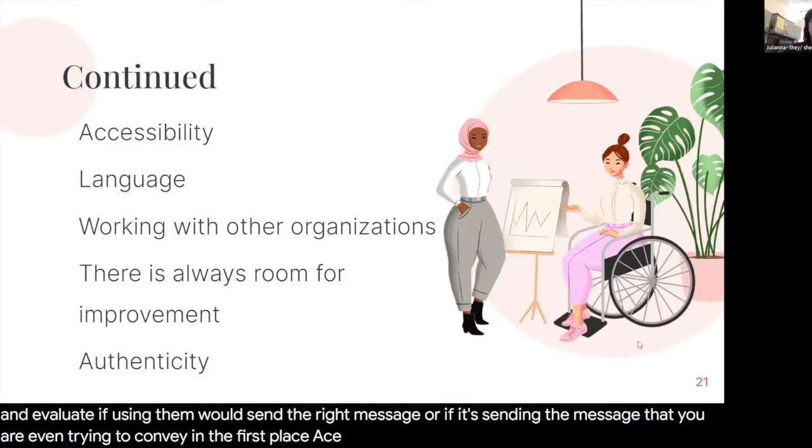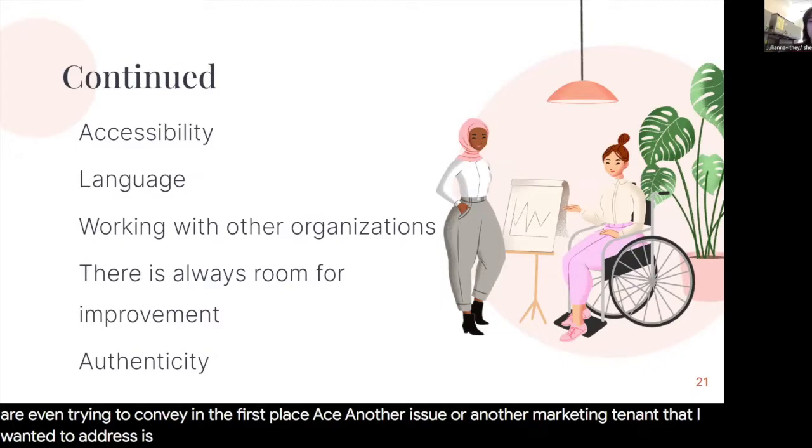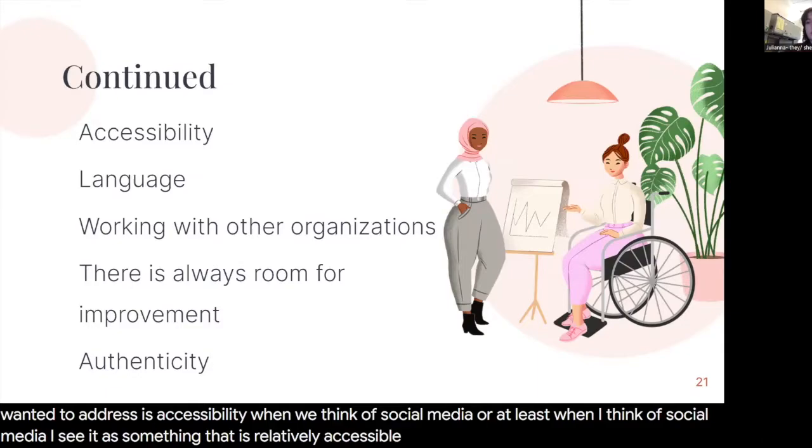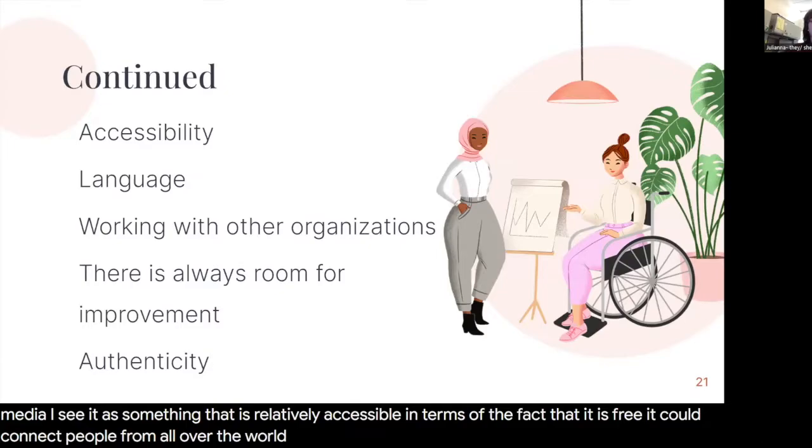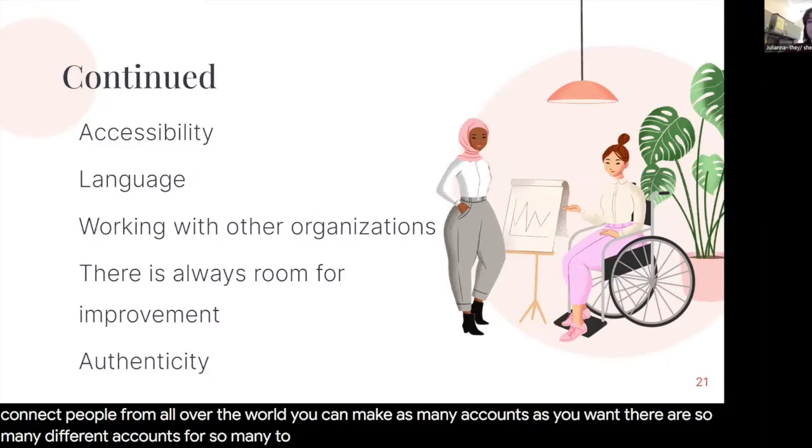Another issue or another marketing tenet that I wanted to address is accessibility. When we think of social media, or at least when I think of social media, I see it as something that is relatively accessible in terms of the fact that it is free. It could connect people from all over the world. You can make as many accounts as you want. There are so many different accounts for so many different reasons and that promote different content.